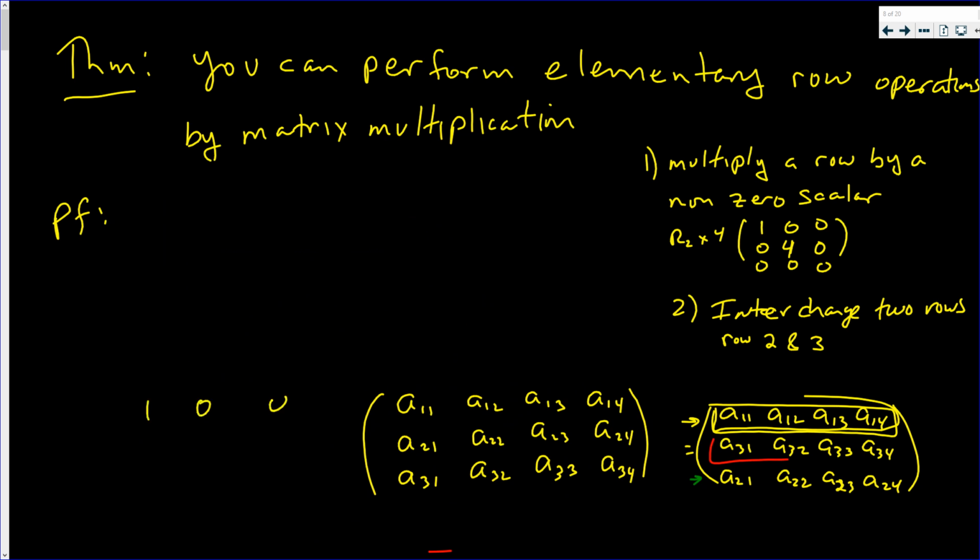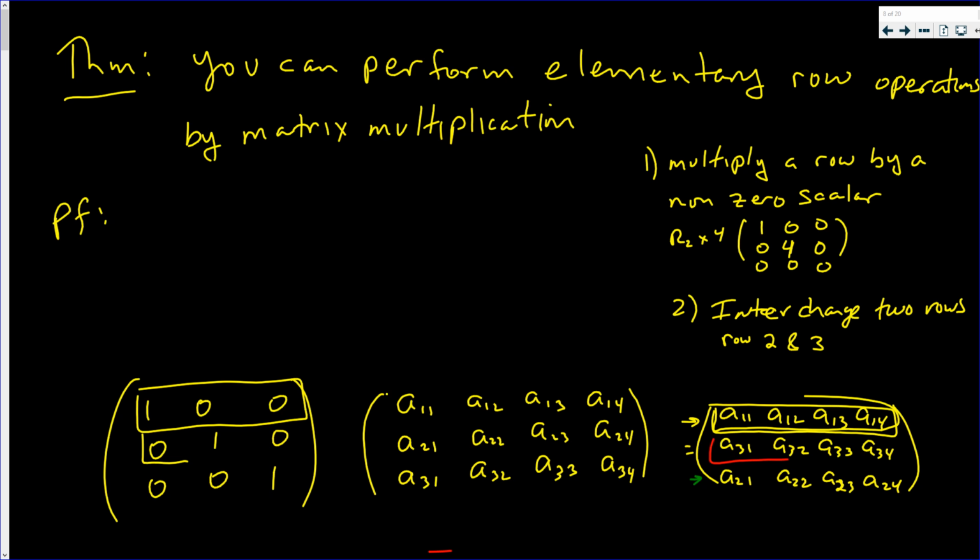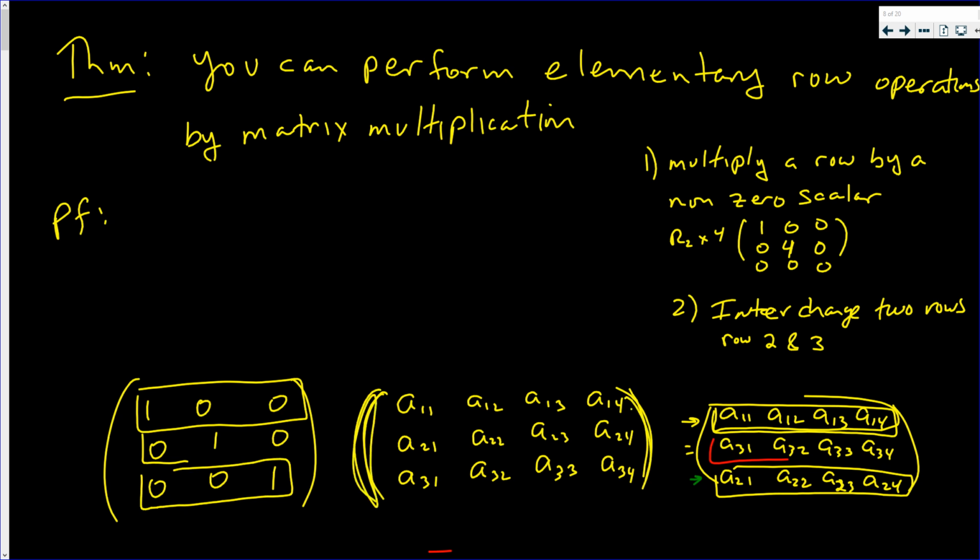1 0 0, 0 1 0, 0 0 1. Like I spoke about before, we're not going to change the 1st row. In the 2nd row, when I multiply this 2nd row by this matrix, I get back what I want. It's just in the wrong place. And when I multiply this row by this matrix, I get back what I want, but in the wrong place.